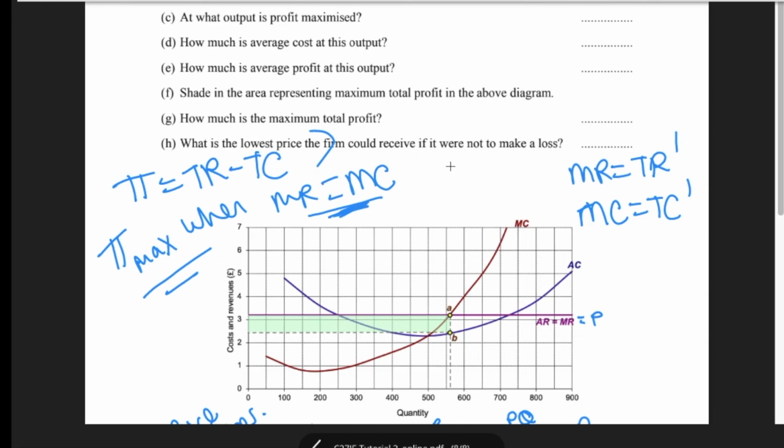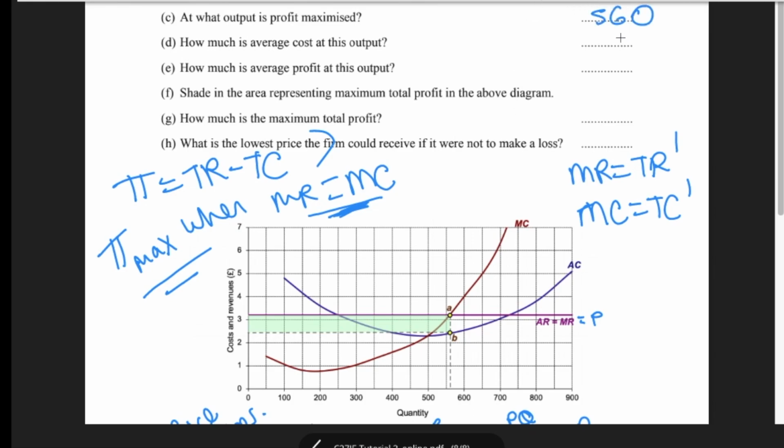So where on this diagram, at what point does marginal revenue equal marginal cost? A, perfect. And what does it say? What output is that roughly? If you can give me a rough number off of that. What output is that roughly? 560, I'd agree with you.